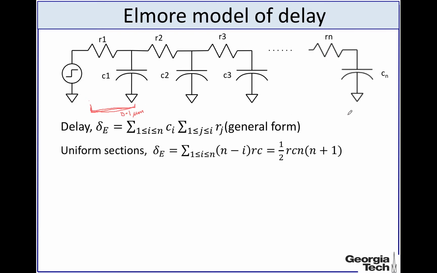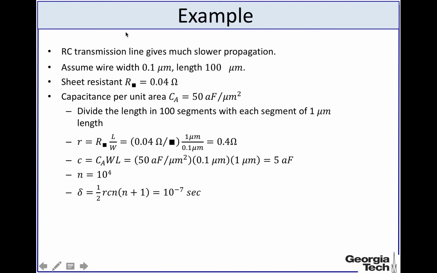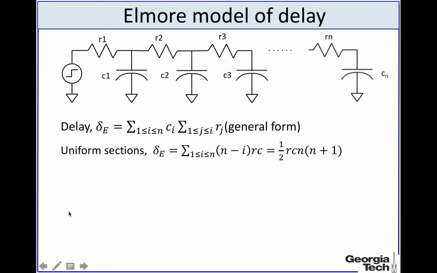And say you have 1,000 sections, meaning that the total length of the wire is 0.1 micron multiplied by 1000, which gives you 100 micron. So what we have done is represent a 100 micron length wire by breaking it into 1000 pieces, and each of the pieces is represented by an RC network that looks like this, and we have 1,000 of these pieces.